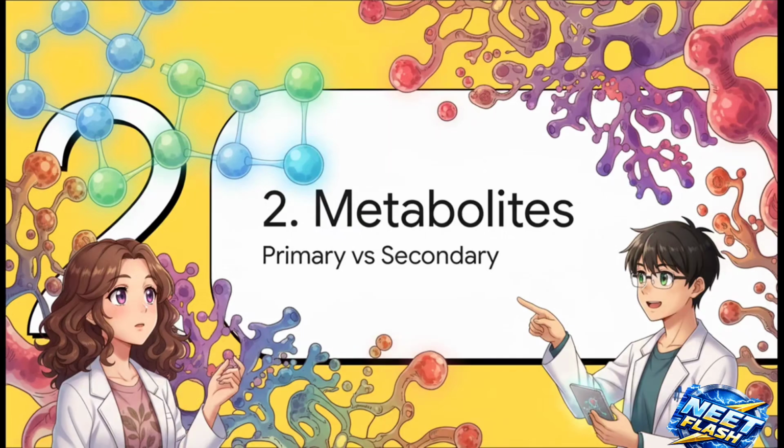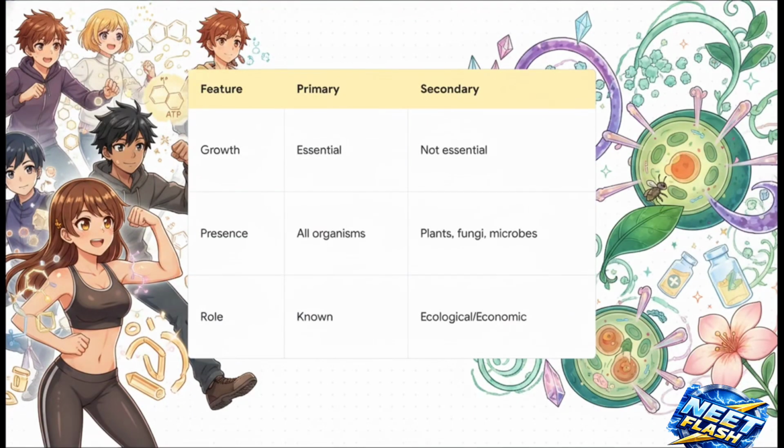Moving on to Section 2. Metabolites, primary versus secondary. You absolutely need to know the difference between what a cell strictly needs to live and what it produces for other functions. This is incredibly high-yield exam material. Primary metabolites, those are your absolute non-negotiables. They are essential for the growth and reproduction of an organism, and you'll find them in literally every living thing. Think amino acids for building muscle or sugars for energy.